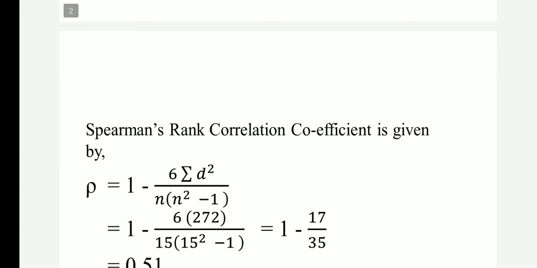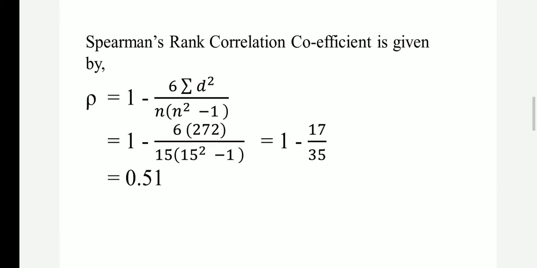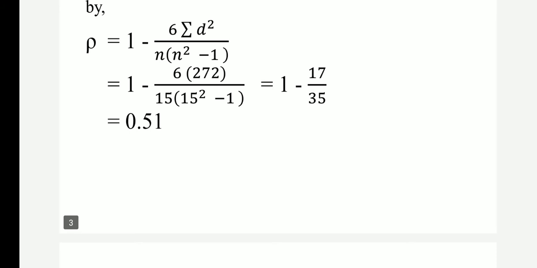We have taken the sum of d squared as 272, divided by the number of observations, which is 15. So n is 15 here. That is n into n squared minus 1, which means 15 into 15 squared minus 1. If you simplify this, 1 minus 17 by 35, that gives you 0.51. This is the Spearman's rank correlation coefficient.